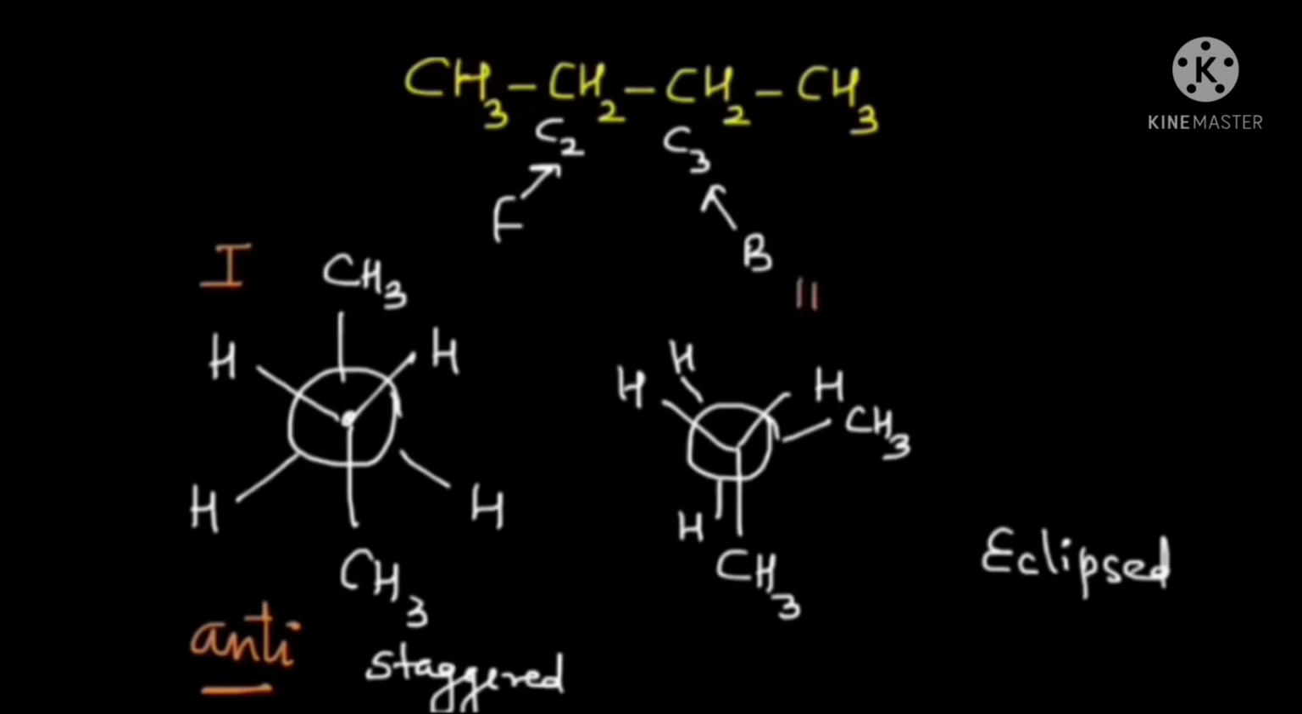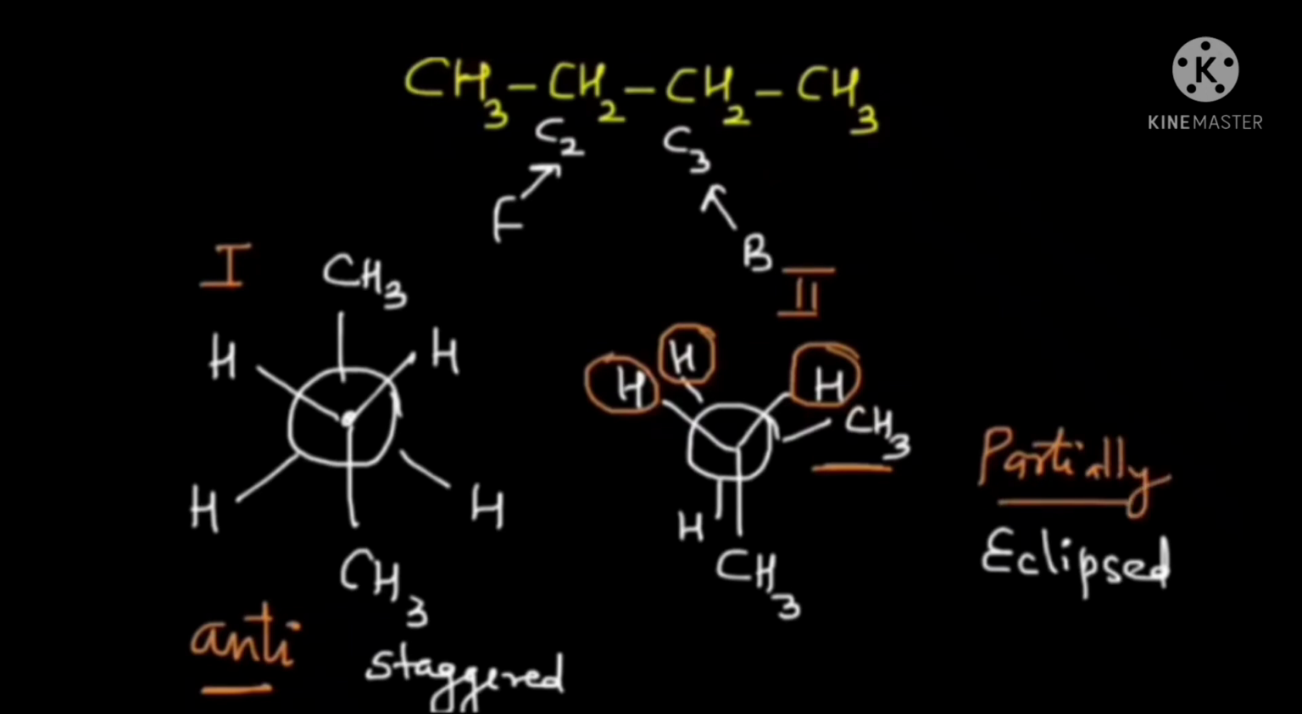Similarly, if you look at structure 2, this hydrogen atom will completely hide the hydrogen atom on the back. But what about this H? It will not be able to eclipse the CH3 group completely because it is bigger. So this eclipsed form is called partially eclipsed, because the group on the back carbon is not completely hidden by the group on the front carbon. So what happens if I rotate this back carbon by 60 degrees once more?